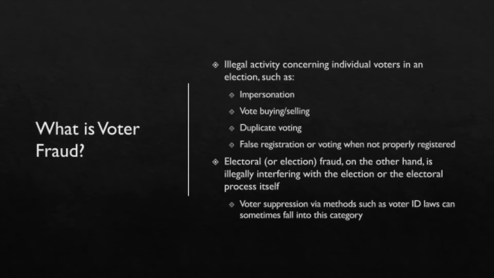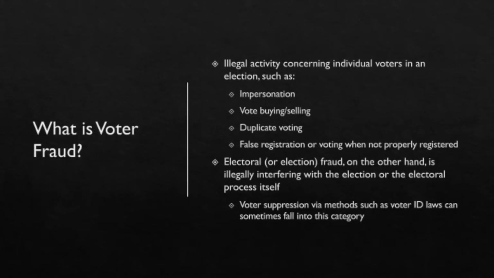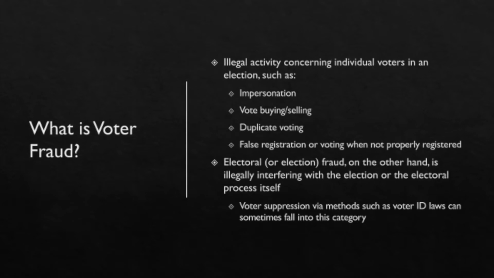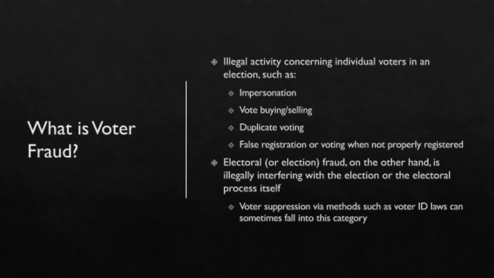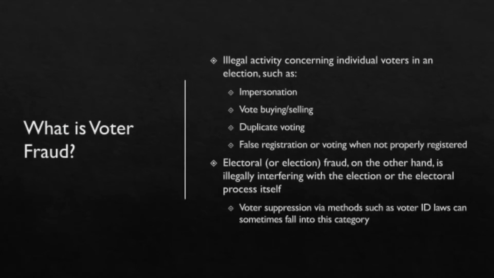So this can include impersonation fraud, which is the type we hear most frequently in the news, which would be pretending to be another person and casting a vote in their name. Also, vote buying or selling, duplicate voting, false registration, which just means registering under a fake address or voting somewhere you're no longer registered, or voting when you don't meet the criteria that make you eligible to vote knowingly. It also includes fraudulent use of absentee ballots or intimidation of voters. Basically, it's anything that is done to individual votes or to individual voters to influence their votes.